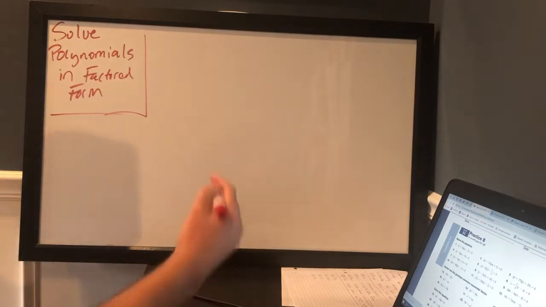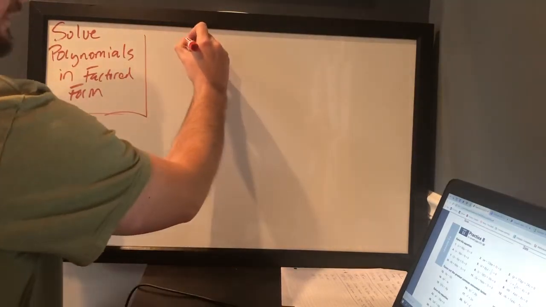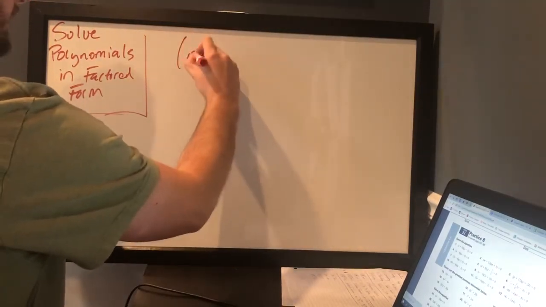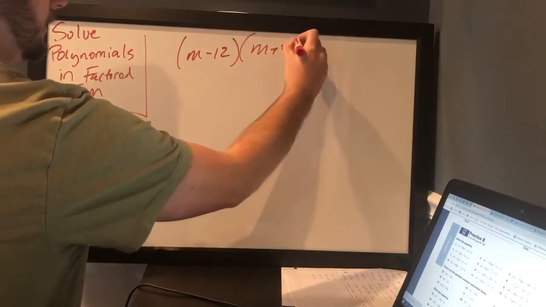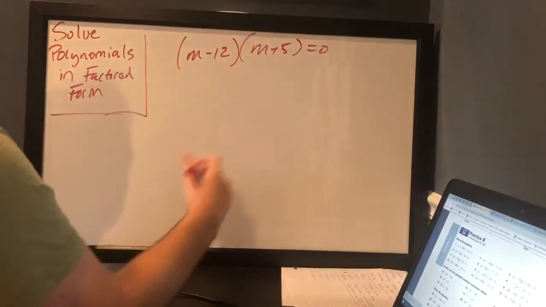All right, hey everybody. We're going to go over the lesson for Tuesday, which is solving polynomials in factored form. So what you guys are going to see is things that will be written like this. Okay, so when they're put like this, we're going to solve them.